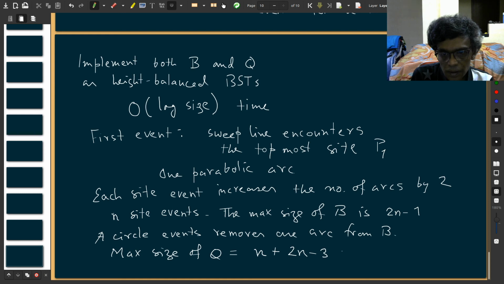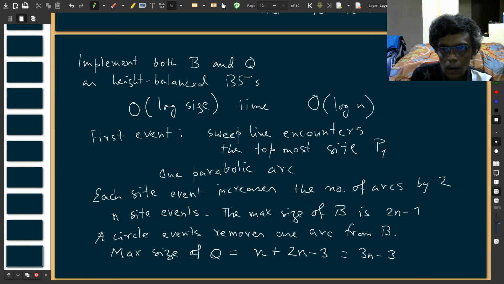Therefore, the number of maximum possible elements that the event queue Q can store is 3n minus 3. So this is big O of n, this is big O of n, big theta of n, big O of n, big O of n, and therefore these are all big O of log n. So we are handling how many? Okay. So the event size cannot be greater than this.